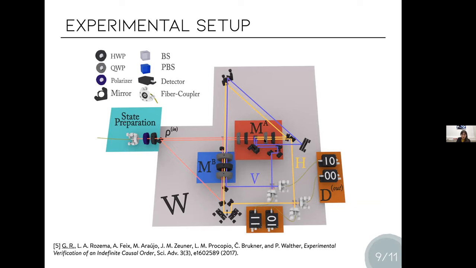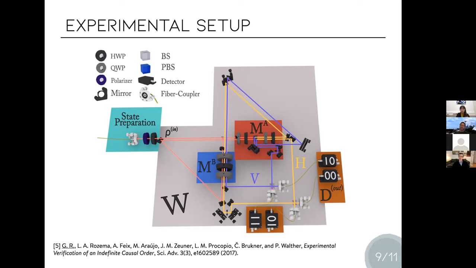Now, for whoever of you is wondering what these operations MA and MB are doing, in the very particular case of the witness we calculated, we performed a unitary operation in Bob with some quarter wave plate, half wave plate, quarter wave plate. And for the case of Alice, we performed something slightly more complex. We performed a measurement and repreparation operation.